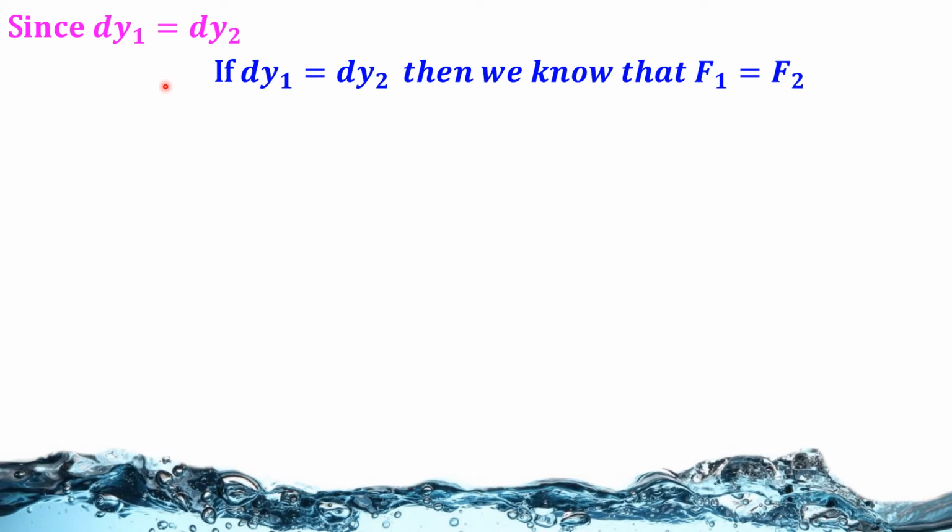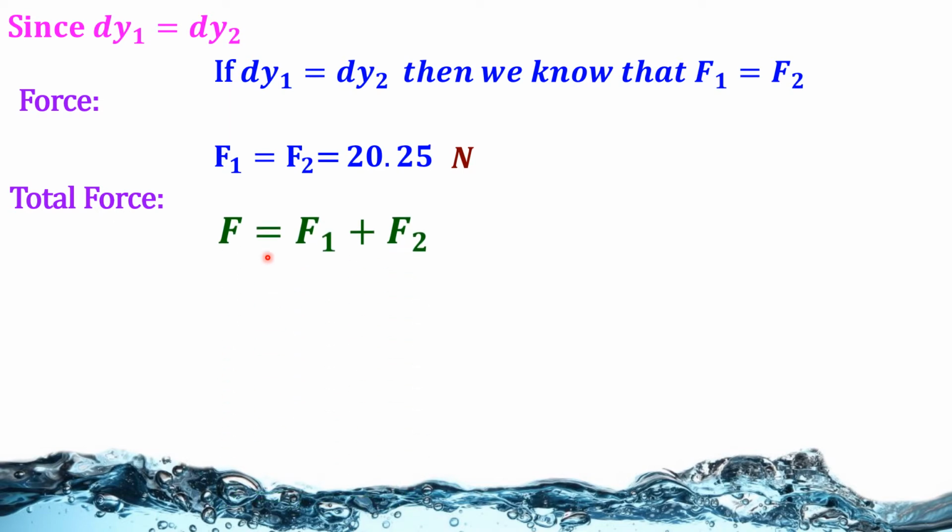Since dy1 is equal to dy2, therefore F1 is equal to F2. We have already calculated F1 as 20.25. Therefore, F1 equal to F2 is equal to 20.25 Newton. The total force F is equal to F1 plus F2. Substituting your values of F1 and F2, we get the total force F as 40.5 Newton.